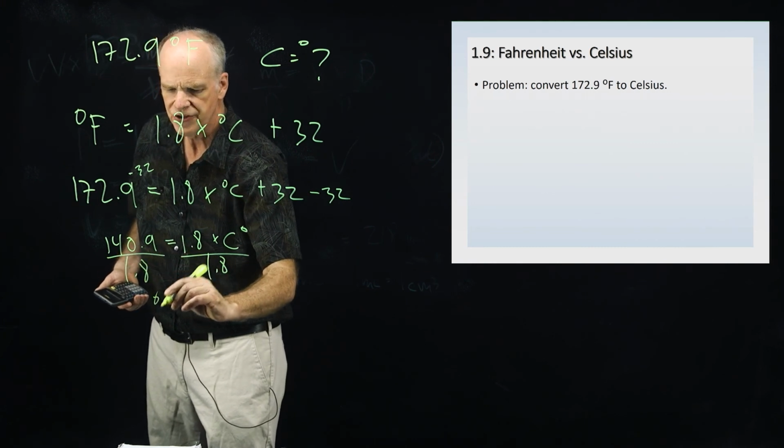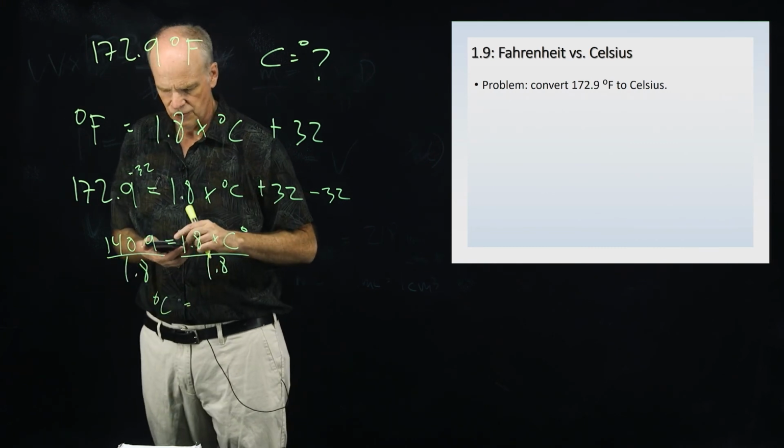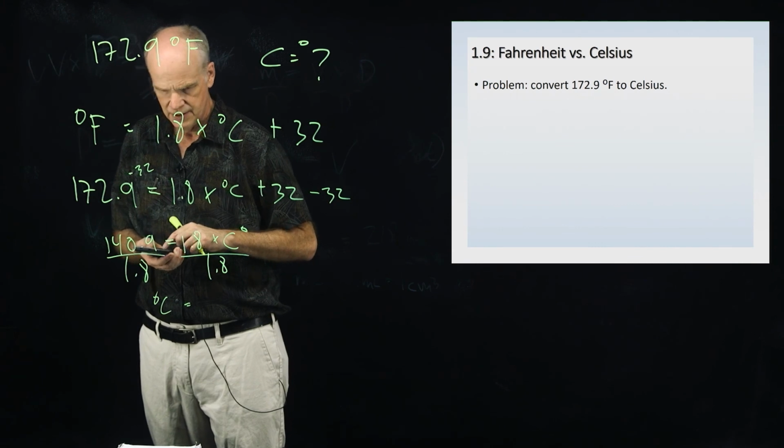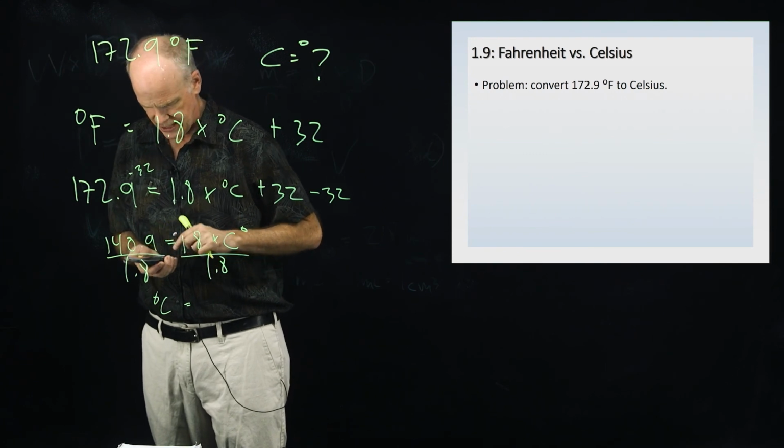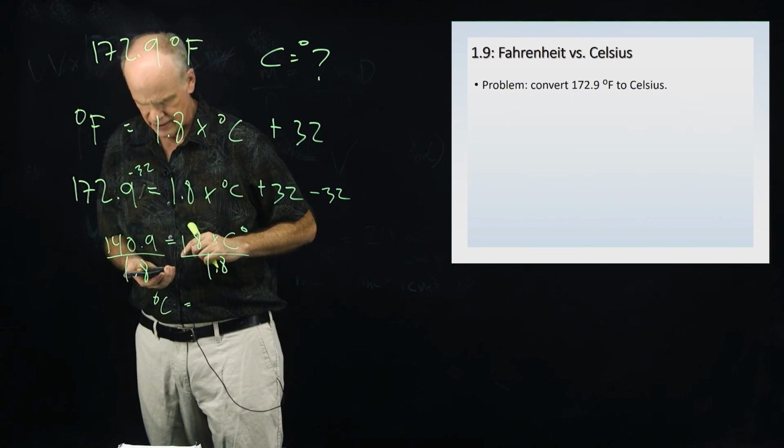So degrees Celsius is going to be 140.9 divided by 1.8. And I get 78.3 degrees Celsius.